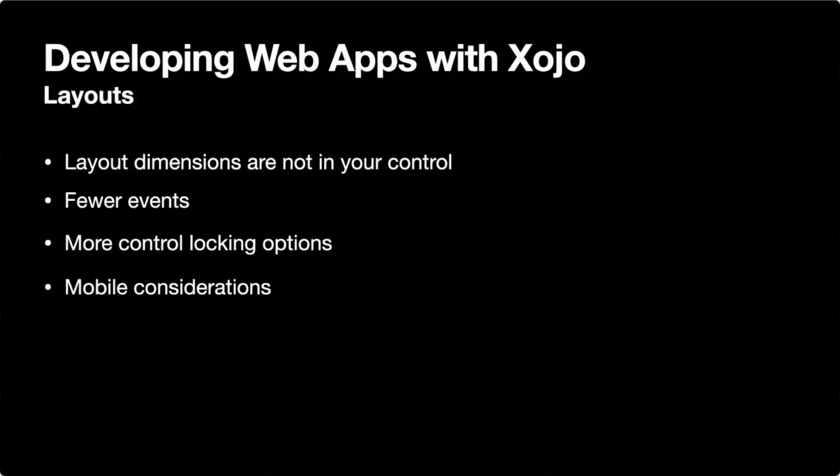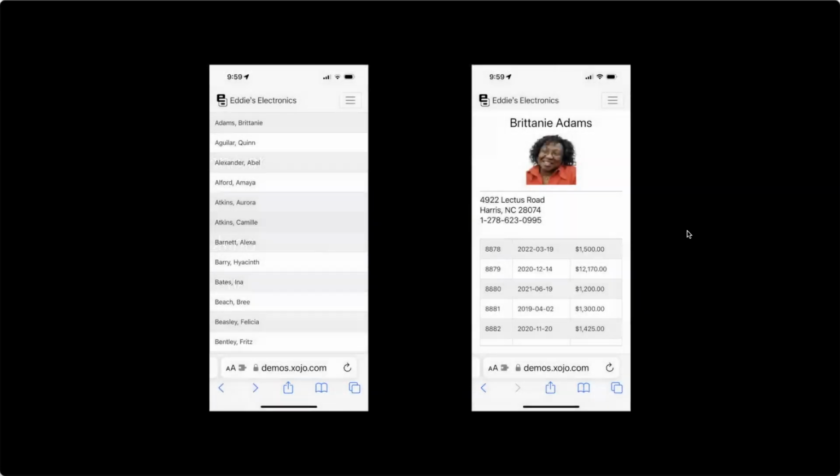Now, there are some considerations when it comes to mobile. If your web application is going to be accessible to mobile users, and boy, that's just about everyone these days, you have to think about how the layout is going to work there. You either have to design your layouts so that they're friendly both for the desktop browser and the mobile browser, assuming you're going to support both, or the other option is to have a second set of layouts that are smaller and designed specifically for use in a mobile browser. That's what we did with the Eddie's Electronics example.